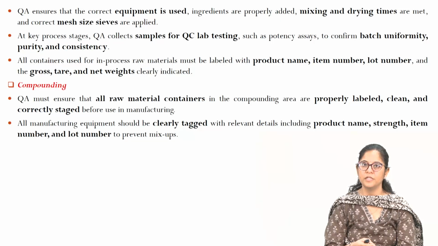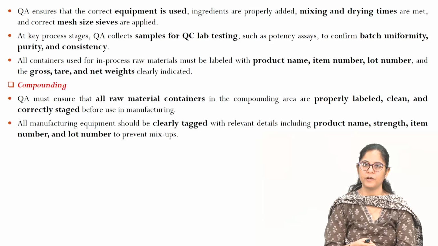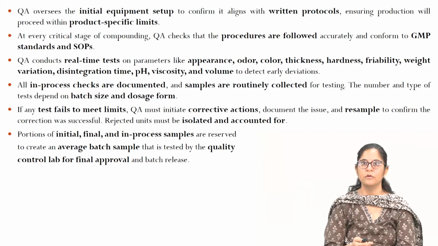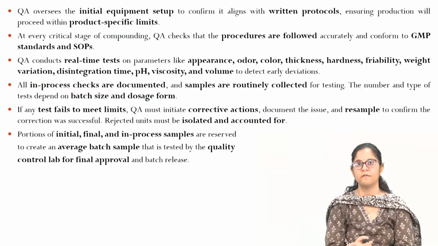In the compounding, the QA must ensure all raw material containers are properly labeled, clean and correctly staged before use in manufacturing. All manufacturing equipment should be clearly staged with relevant details of product name, strength, item number, lot number to prevent the mix-up. The QA oversees initial equipment setup to confirm it aligns with the written protocols, ensuring production will proceed within the product specific limits.